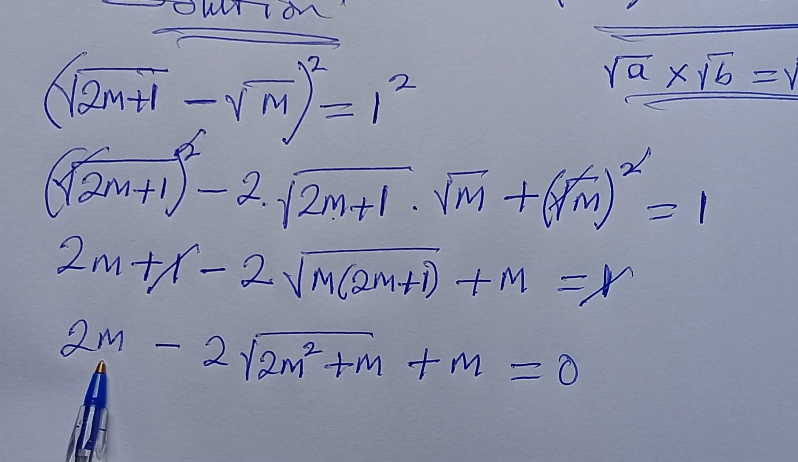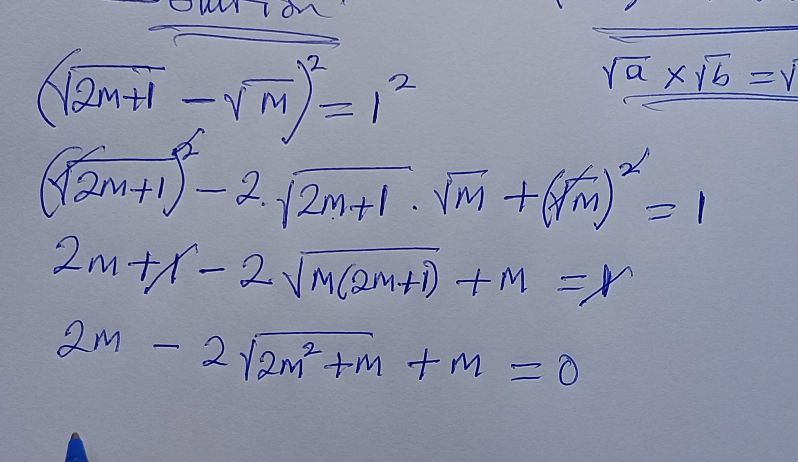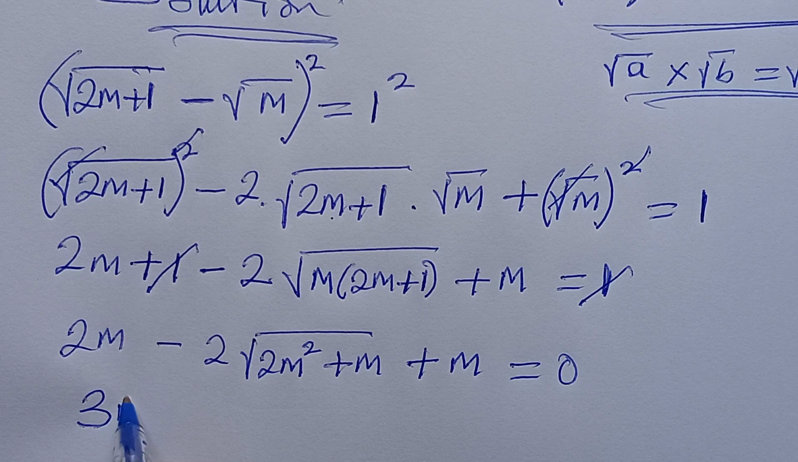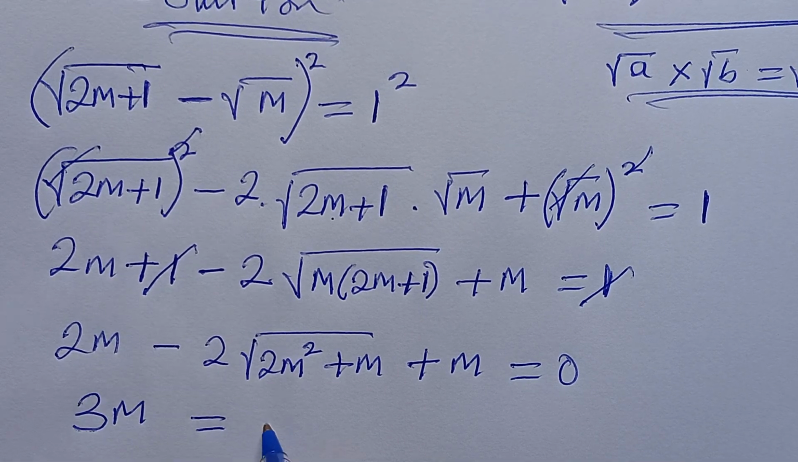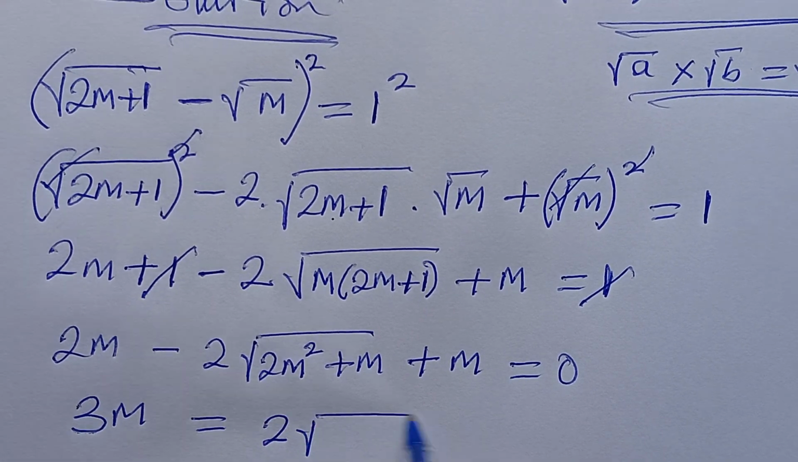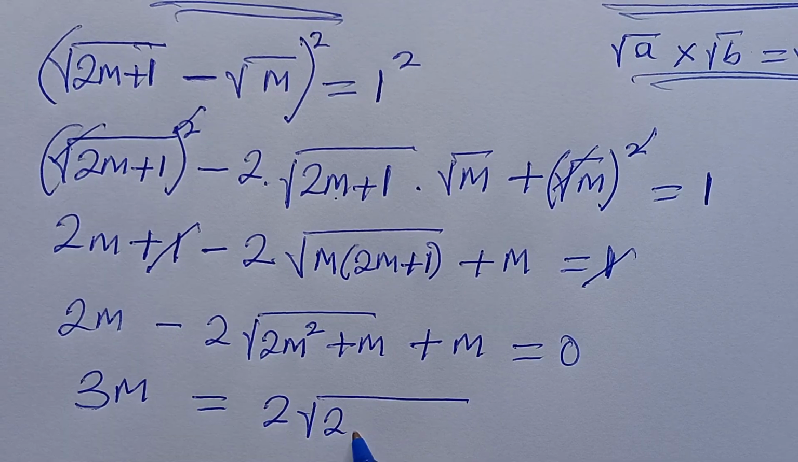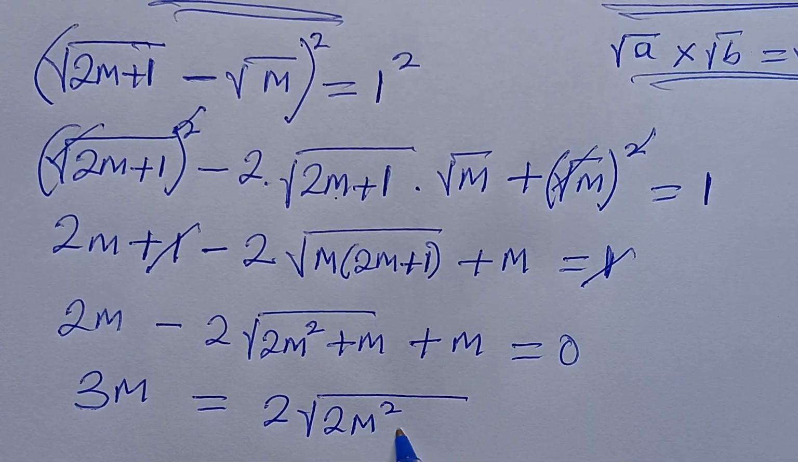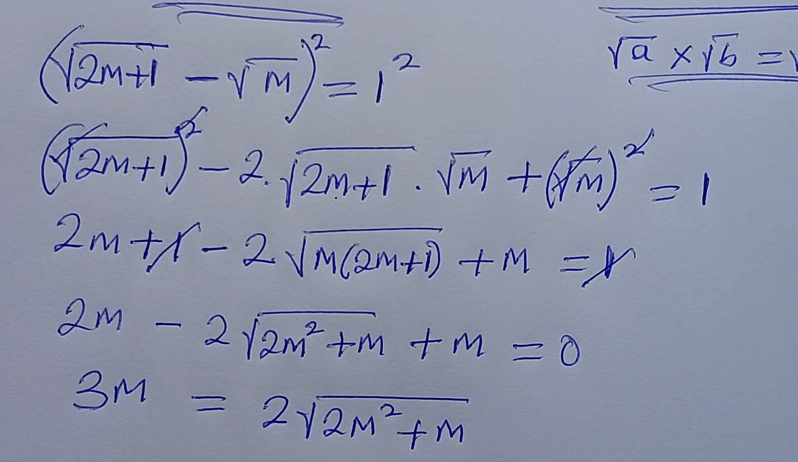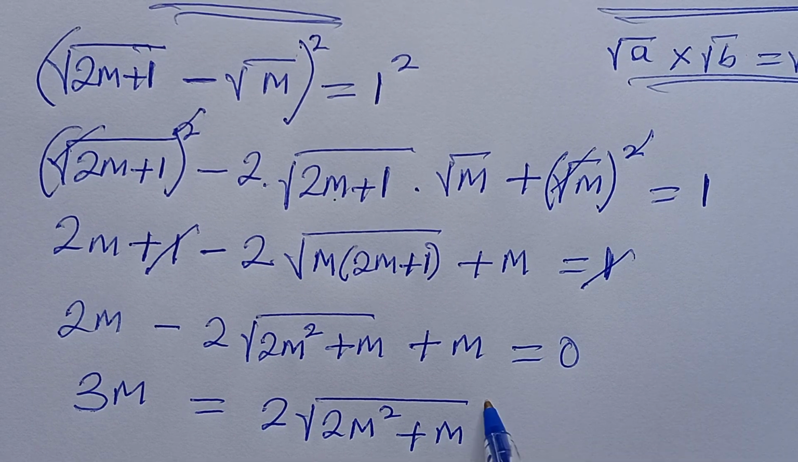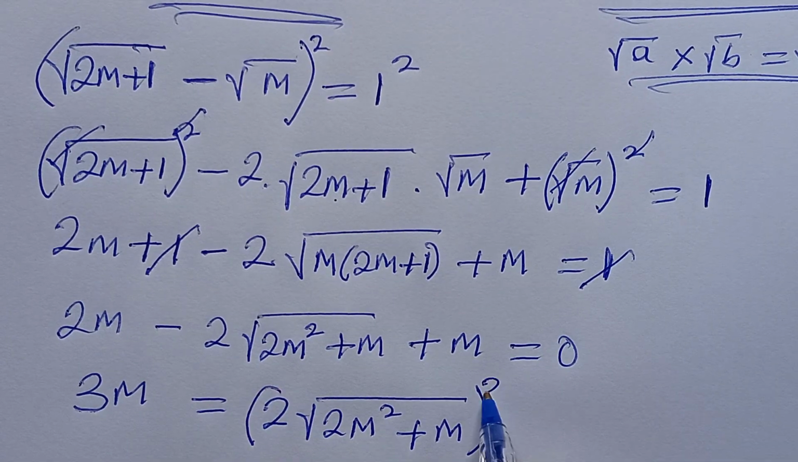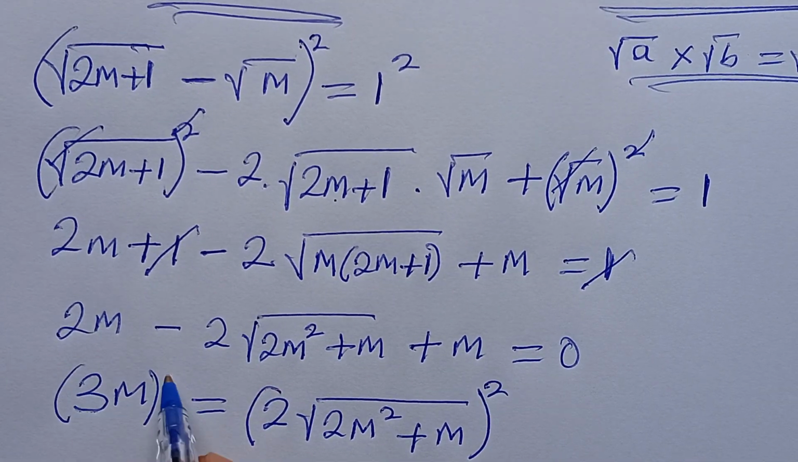And if we add your 2m to m, that gives us our 3m. So we're going to have here 3m equal to our positive square root of 2m to the 2 plus our m here. So the simple thing to do here is just to square both sides of the equation since we are having a square root radical. And so this to the 2 and also this side to the 2.